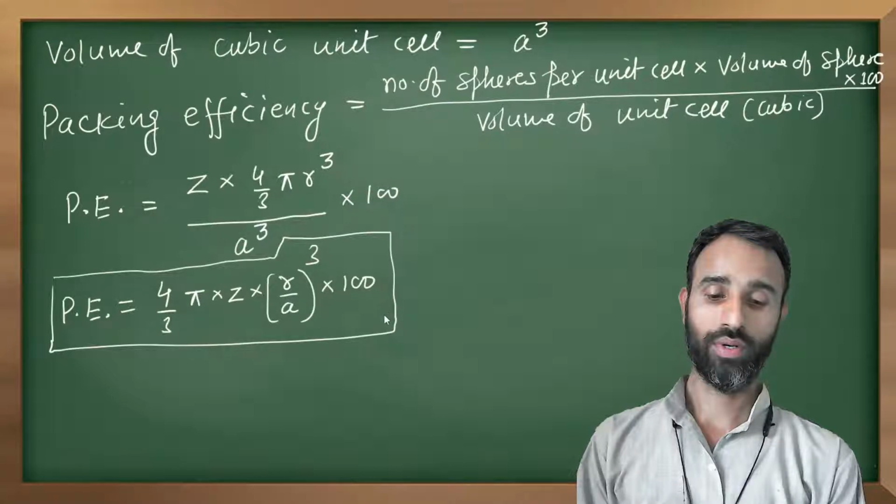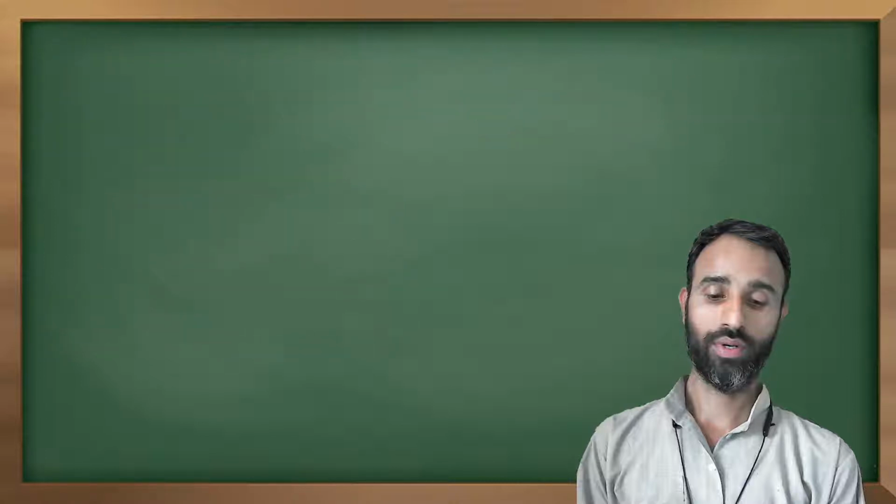Means to calculate packing efficiency for simple cubic, body centered cubic or face centered cubic, first we should know the number of spheres per unit cell, and then the relation between R and A. That's what we need, right? So let's calculate packing efficiency one by one. First, let's calculate for simple cubic.